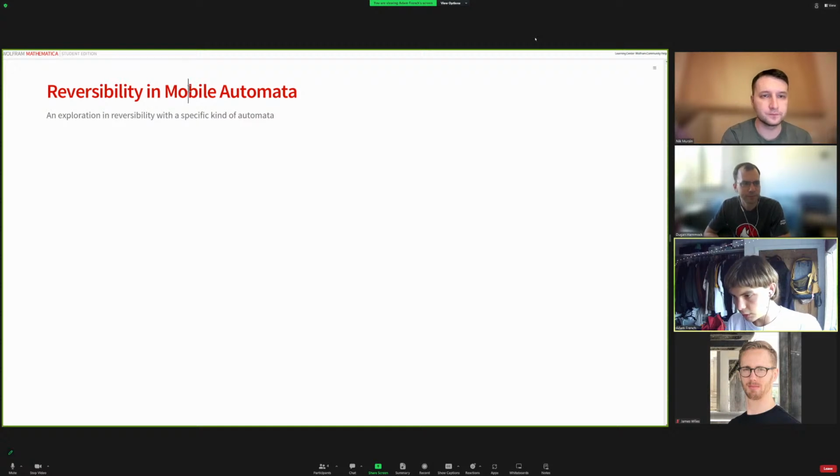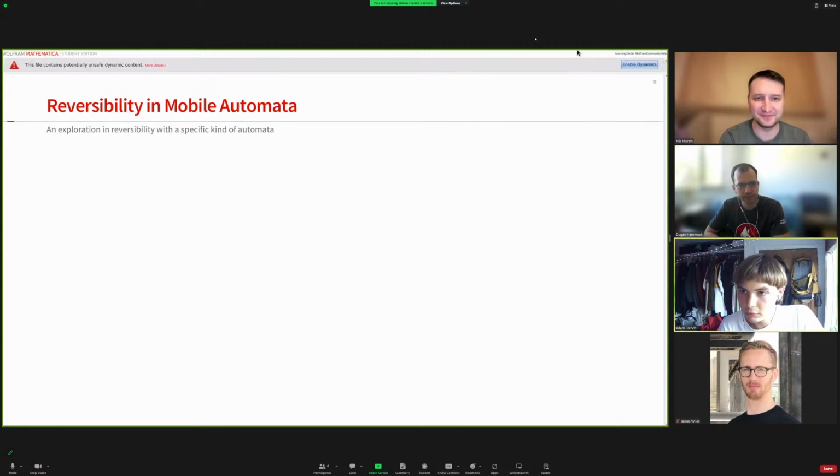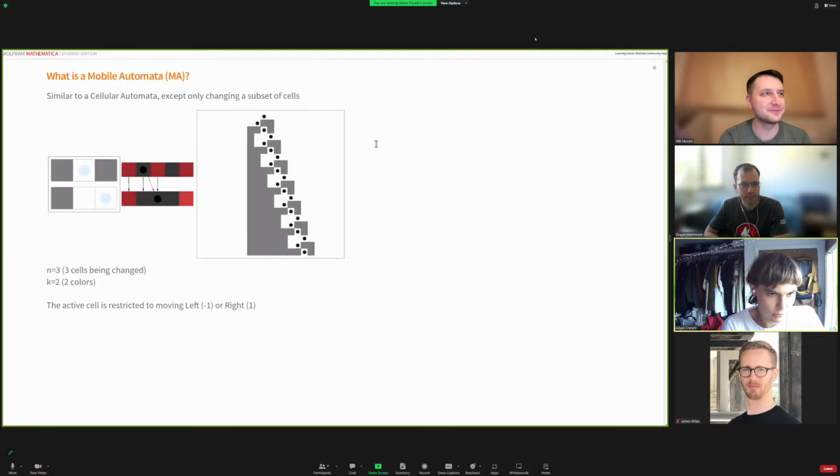I'm sure you are all aware of cellular automata. Mobile automata are similar, except we only change a subset of cells at each time step. The rules typically come up in this form here. This is the case where n equals 3. n is the number of cells that will be changing at each time step.